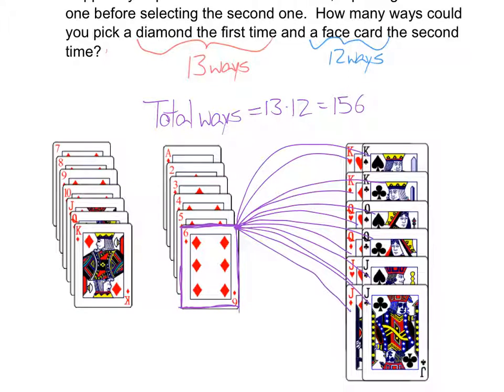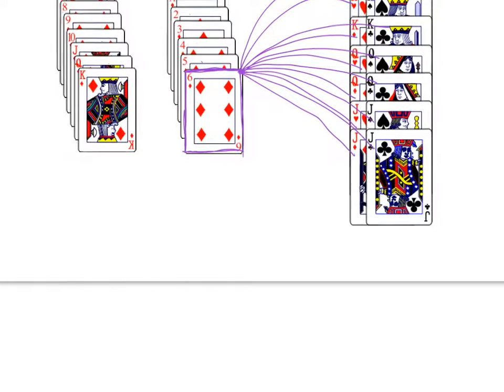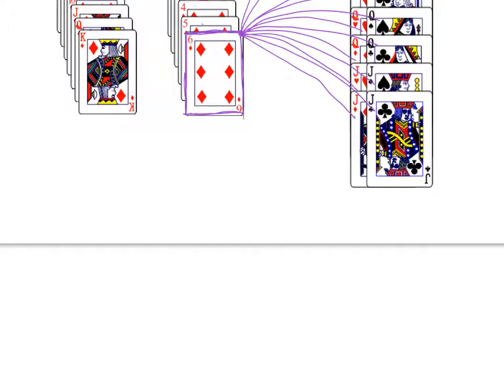Now, since there are 13 different cards that I could start with, and each of them is going to have 12 different possibilities, that's where we get the 13 times 12. Okay? So that's where this fundamental counting principle comes in. All right? Let's think about another example here. All right? Let's go get some ice cream.